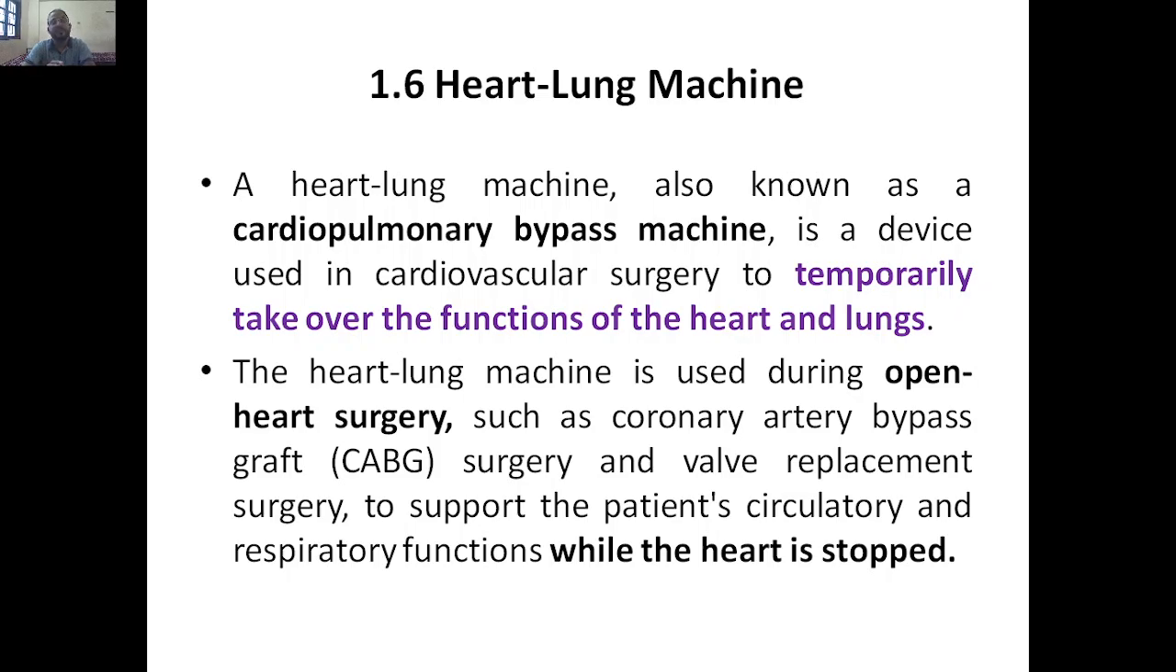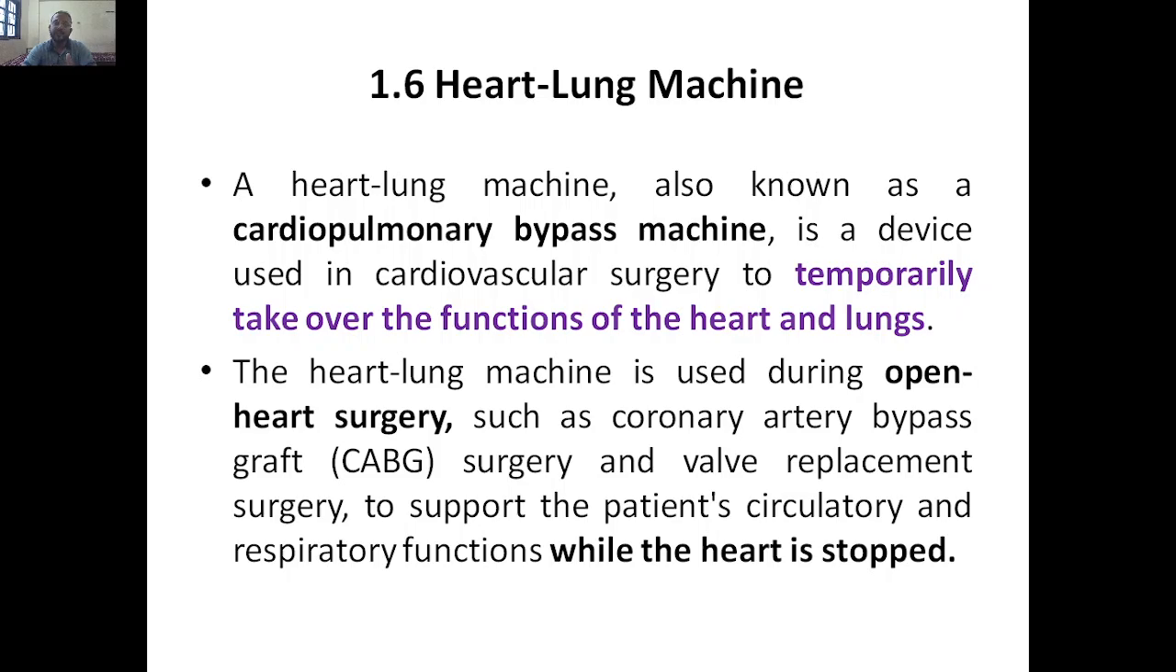Okay, so let's start with the points. So the heart lung machine, also known as a cardiopulmonary bypass machine, is a device which is used in cardiovascular surgery. That means during the time of cardiovascular surgery it will be used to temporarily take over the functions of the heart and lungs. Just now I explained as in the introduction.